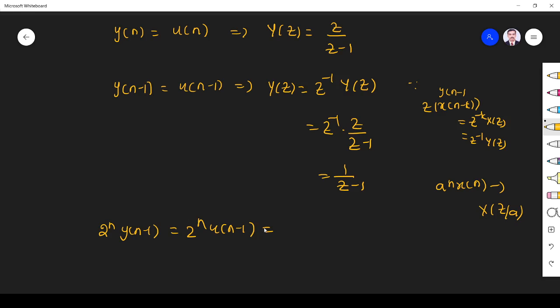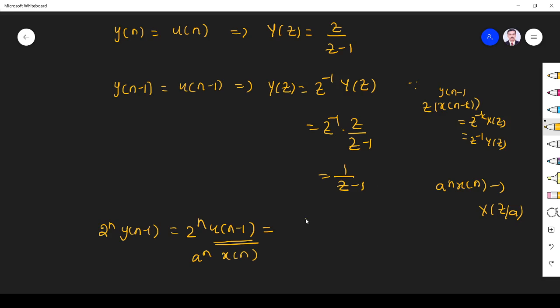Here, this is our x of n, right? You take this x of n. So what is the transform of u of n minus 1? The transform of u of n minus 1 is 1 by z minus 1. So it is like an x of n. So what we have to do? We have to take the transform.